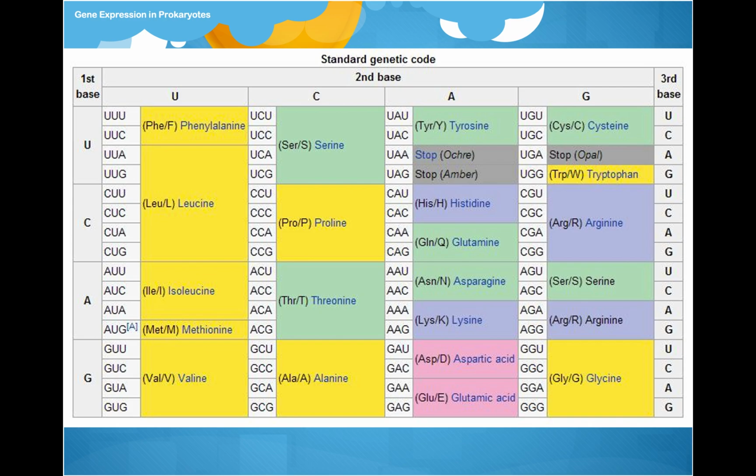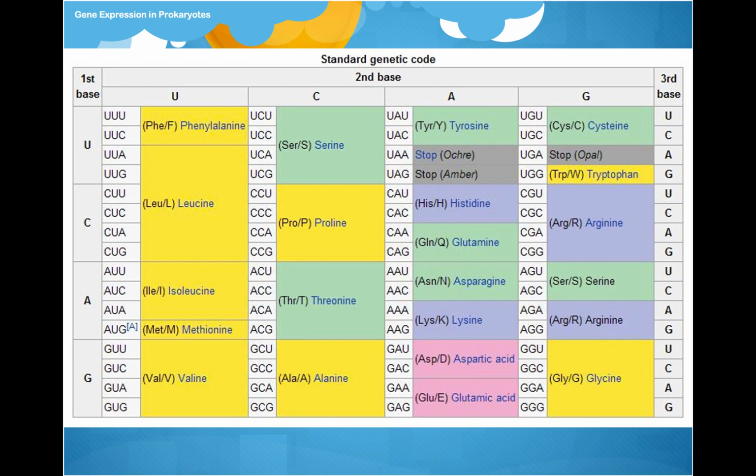But the problem is we only have 4 nucleotides, and U is there because we now have mRNA instead of T. So we only have UCAG, and we have 20 amino acids. How do you divide that? It has been divided for you. When you combine all this, it will produce 64 codons.